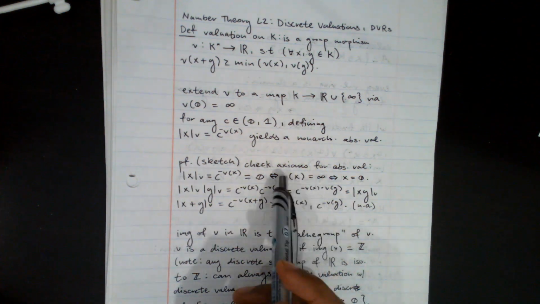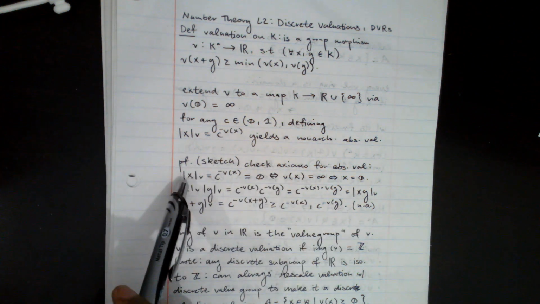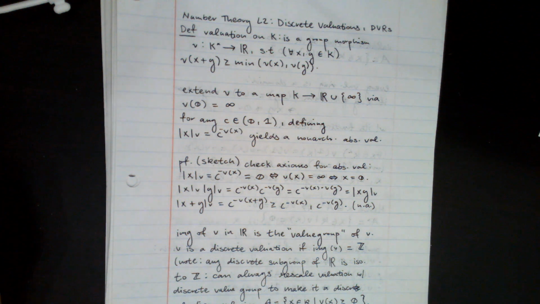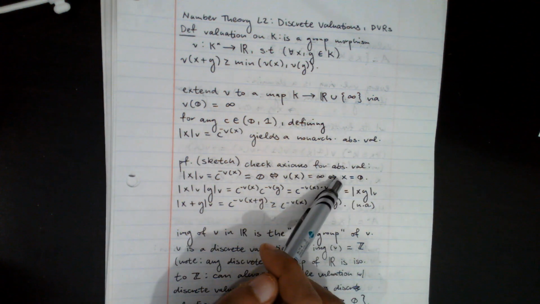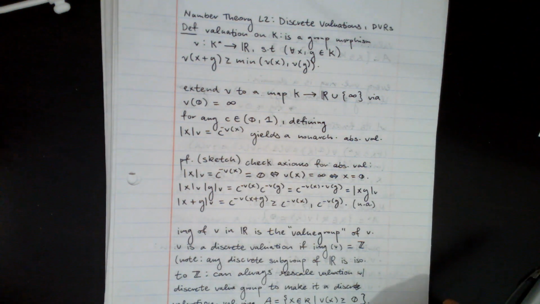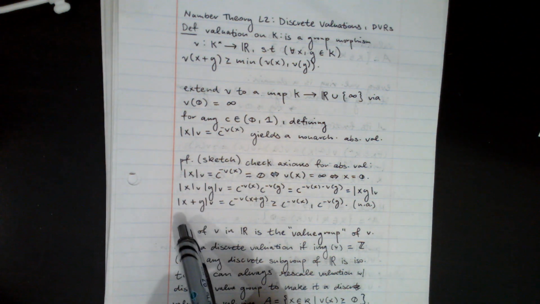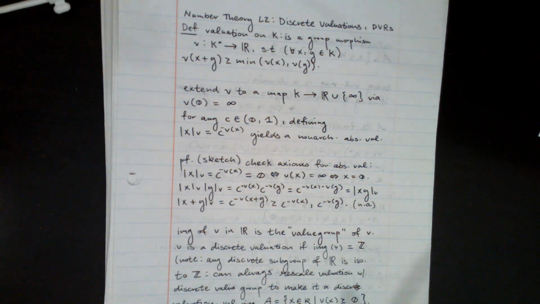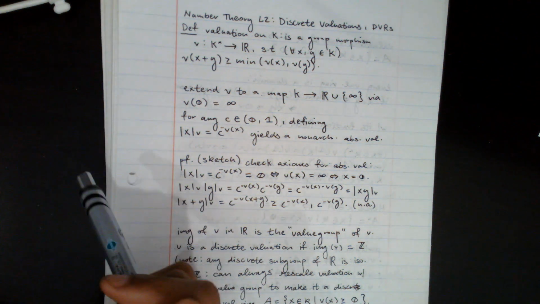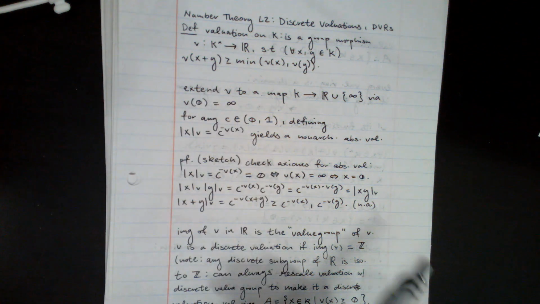So clearly the definiteness property holds, where the absolute value has to be 0 if and only if you're considering the 0 element. It's multiplicative as follows. You can just combine the exponents, and this is just as we have it over here. And finally, we have the non-Archimedean property. In fact, we can just do this directly without even showing the third usual axiom, because remember, the non-Archimedean inequality is strictly stronger than the third axiom we usually use for an absolute value.